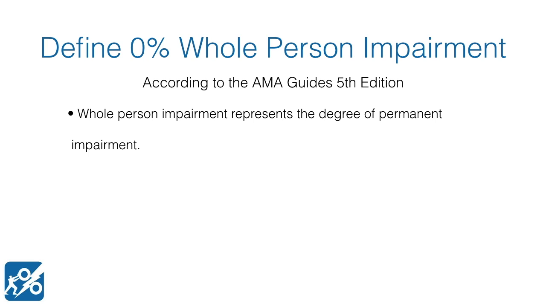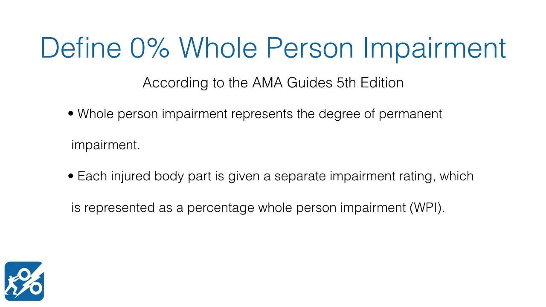What's interesting about the AMA Guides 5th edition is that it goes out of its way to specifically define what a 0 whole person impairment rating means. Now turn to page 5, section 1.2. A 0% whole person impairment rating is assigned to an individual with an impairment if the impairment has no significant organ or body system functional consequences and does not limit the performance of the common activities of daily living indicated in Table 1-2.